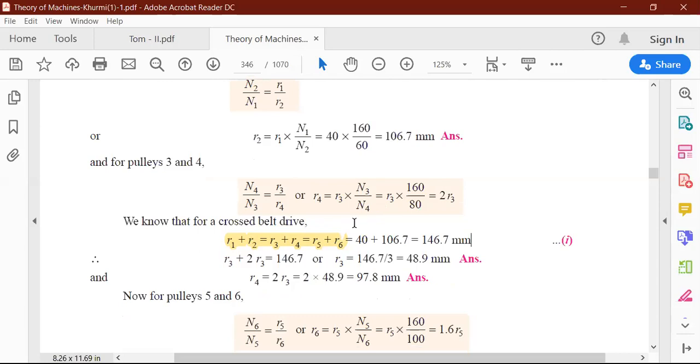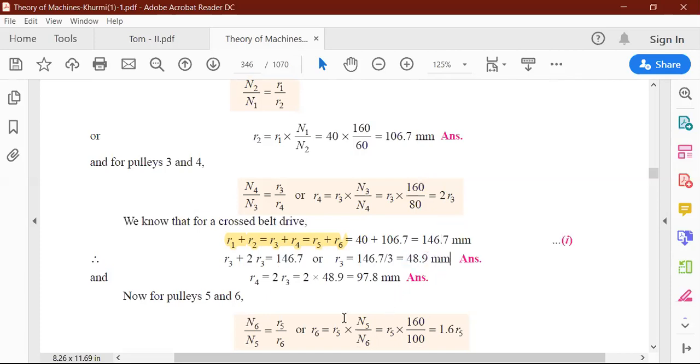Okay, so putting this in for R3 and R4, R3 is written as R3, and for R4 we simply put the condition R4 is equal to twice R3. So R3 plus twice R3 is equal to 146.7. So 3R3 is equal to 146.7. So simply R3 is equal to 146.7 divided by 3. So we get the value of R3, that is 48.9 mm.